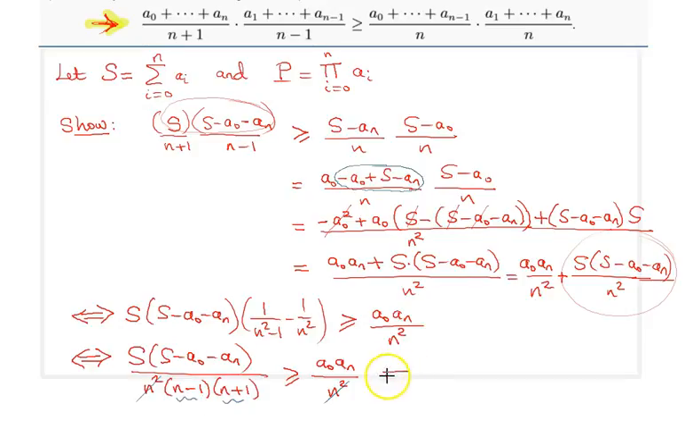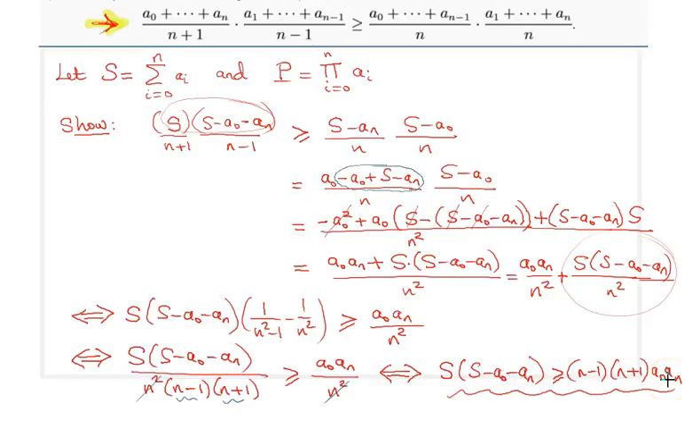So therefore, the equivalent expression that I need to prove reduces to the following form: s minus a sub 0 minus a sub n greater than or equal to n minus 1 times n plus 1 times a sub 0 a sub n. So that's the equivalent form that I would like to show.